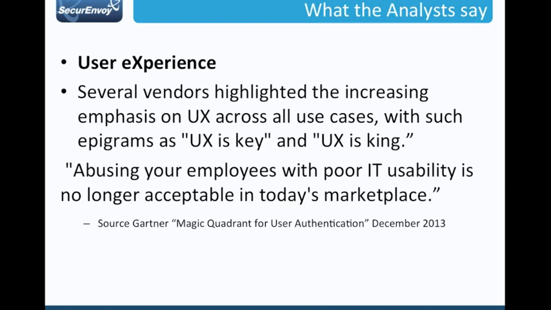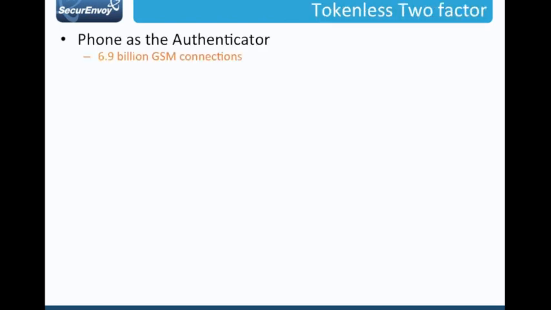Now, something we do listen to is the very good analysts in the marketplace. Probably the leading one is Gartner, and they have a magic quadrant for user authentication. The big driver they're seeing is what's called the user experience. The key message coming out of this is that you can't afford as a business to give your employees poor IT usability. It's no longer accepted. So you have to give them something that's cost effective, that's secure, but also a seamless experience for the end user. We've been evangelizing this for many years, and now the analysts are taking stock of everything SecurEnvoy has said in the market.